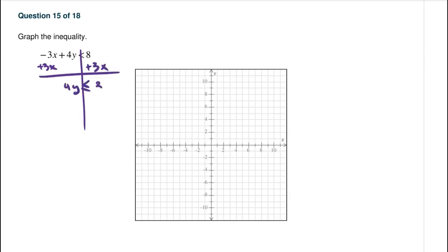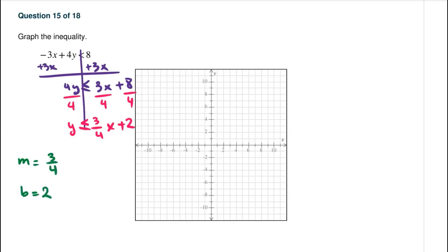4y less than or equal to 3x plus 8. Then we divide both sides by 4. That will give us y less than or equal to 3 over 4x plus 2. Then we can pull out our slope is 3 over 4, and the y-intercept is 2. And our line, since there's an equal sign, is going to be a solid line.